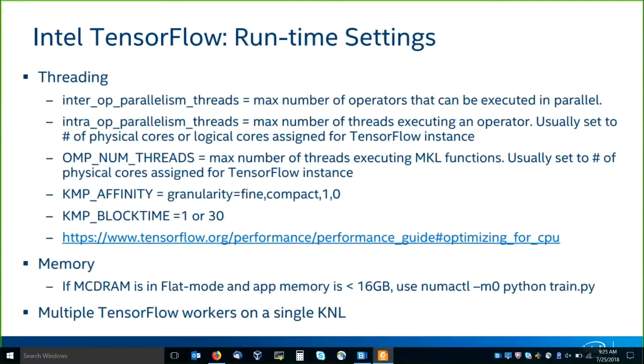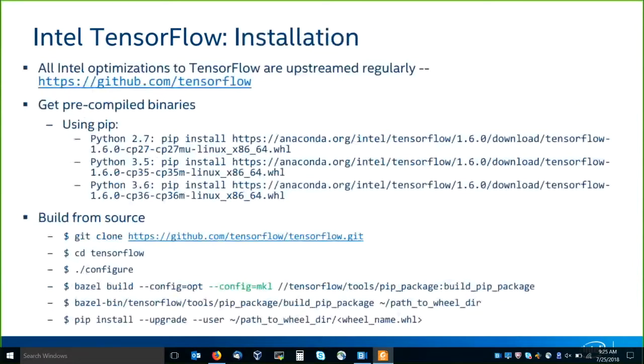Excuse me. Venkat, did you have anything to add about what we have pre-installed? Yeah, so I believe we have TensorFlow 1.6 as well as 1.4 installed on our systems, and we are also working on getting 1.8 and 1.9 installed at our end.